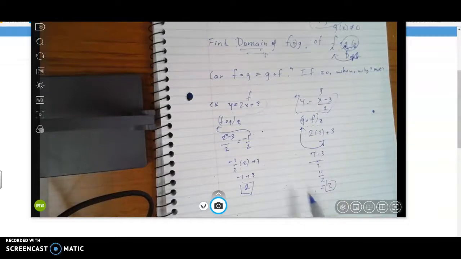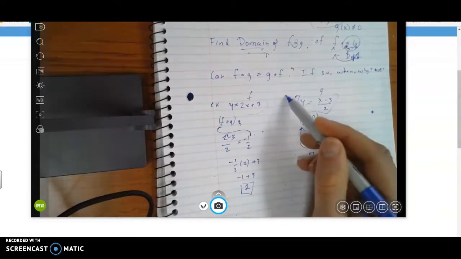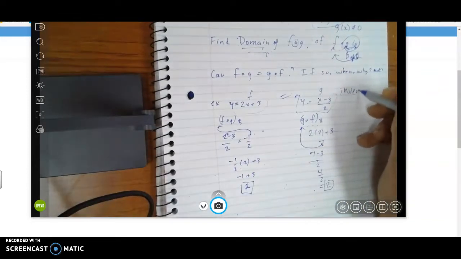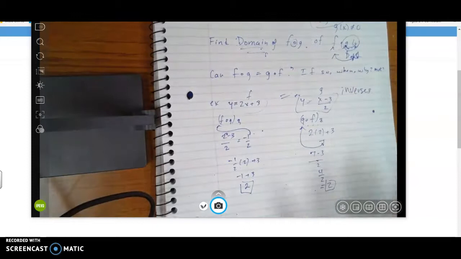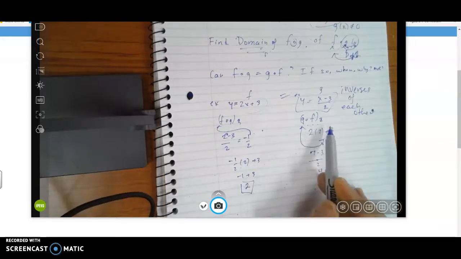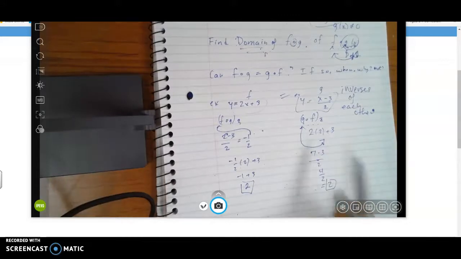That's a very rare case, and if that ever happens, that means that f and g are inverses of each other. Okay, that's a key open-ended question I like to ask on exams. So if f of g and g of f are the same answer both ways, in both orders, they are inverses of each other, and they're usually not.